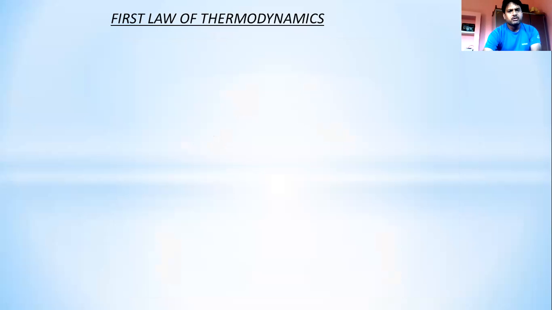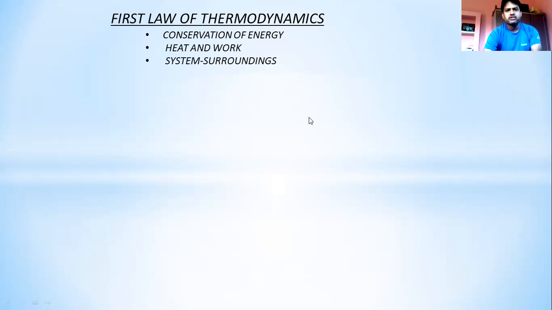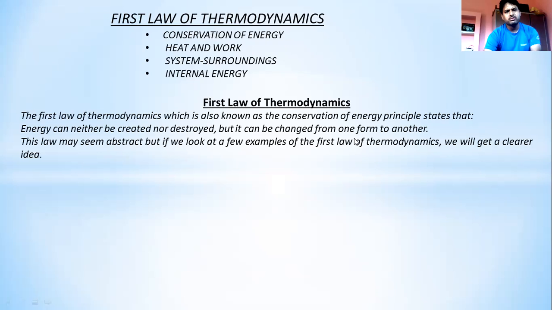Now we will discuss the first law of thermodynamics. The first law of thermodynamics basically deals with conservation of energy, heat and work, system and surroundings, and internal energy. Now we should discuss the statement of the first law of thermodynamics. The first law, which is also known as the conservation of energy principle, states that energy can neither be created nor destroyed, but it can be changed from one form to another.